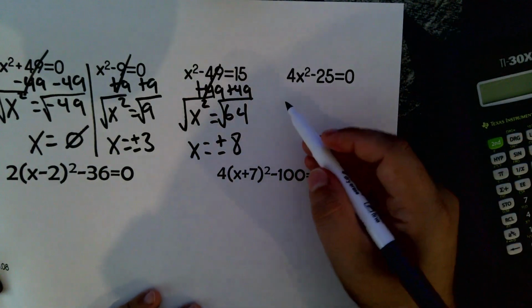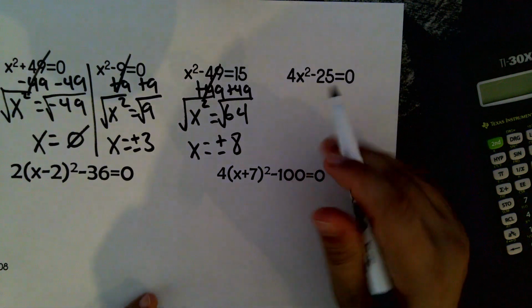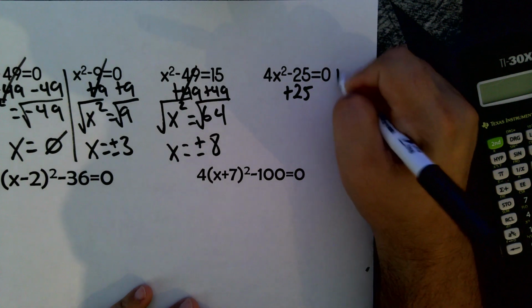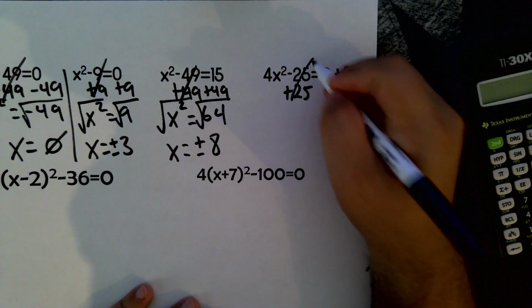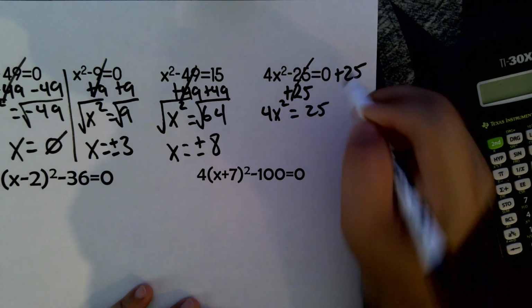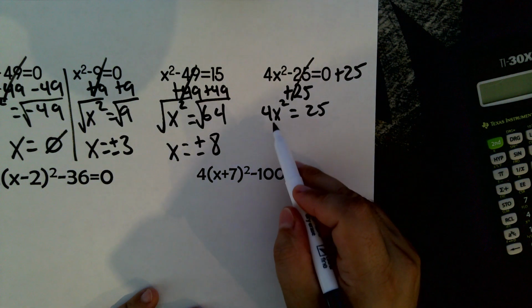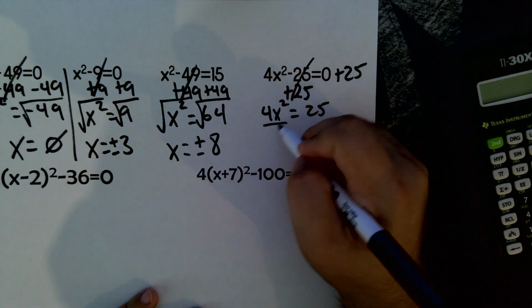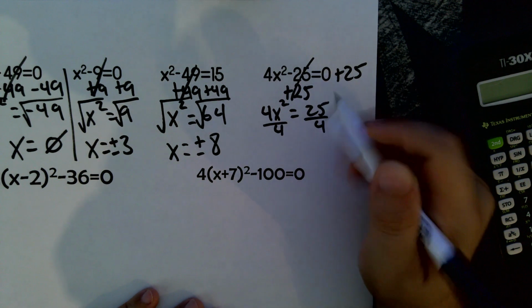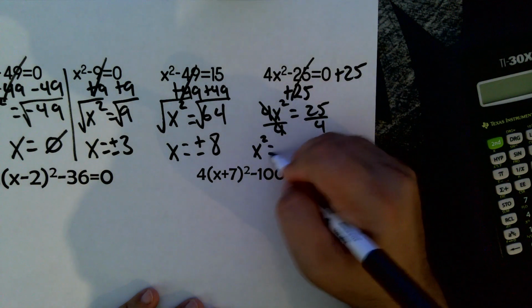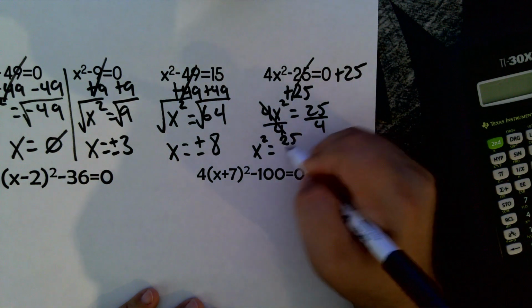All right, moving to the next guy, there's one more step. 4x squared minus 25 is 0. You add 25 to both sides, and you get 4x squared is equal to 25. Now here we don't have the x squared by itself. It's being multiplied by 4. So we're going to unmultiply by 4 by dividing by 4. This gives us x squared is equal to 25 divided by 4.